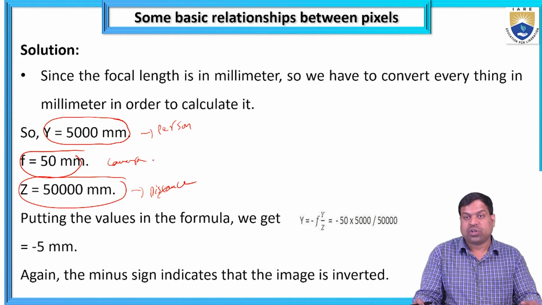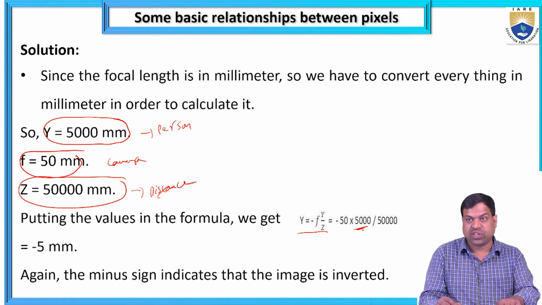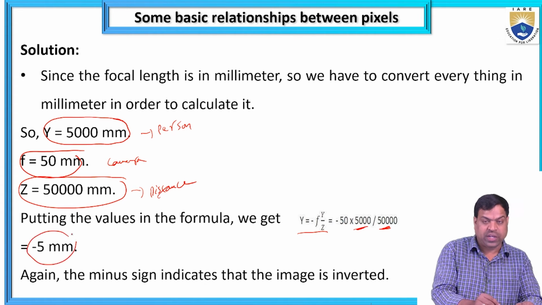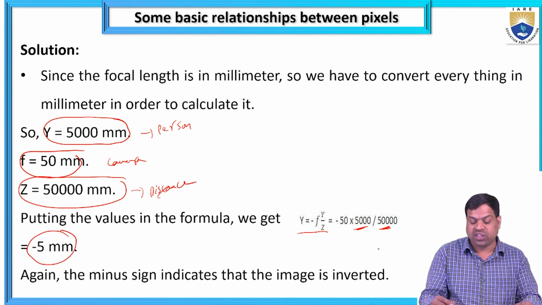Putting the values in the formula, we already know the formula: y equal to minus f into y by z. So it is equal to minus 50 into 5000, the person's height, divided by 50,000 mm, the distance between the camera and the person. The answer is minus 5 mm. The minus sign indicates that the image is inverted.